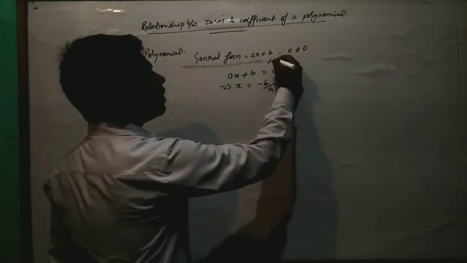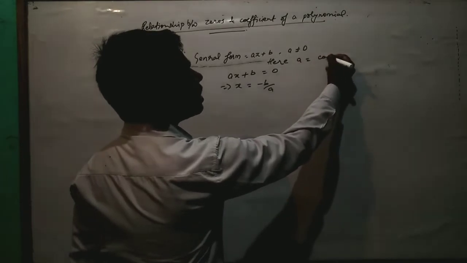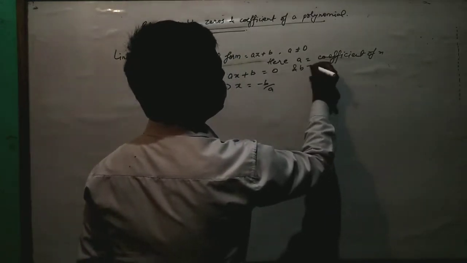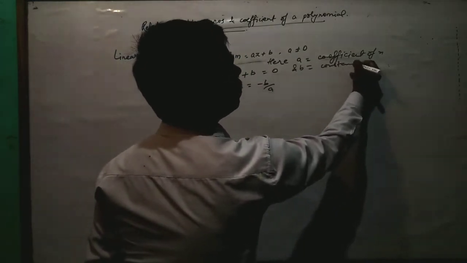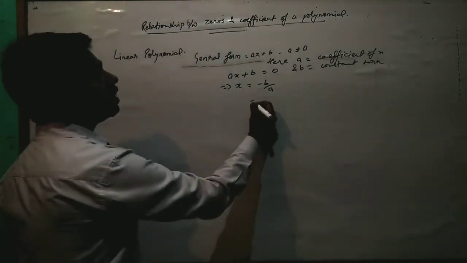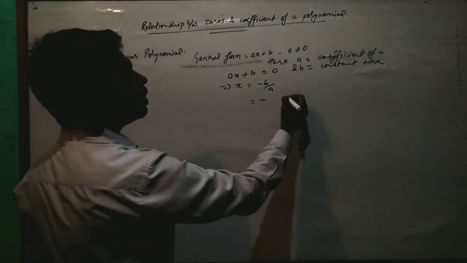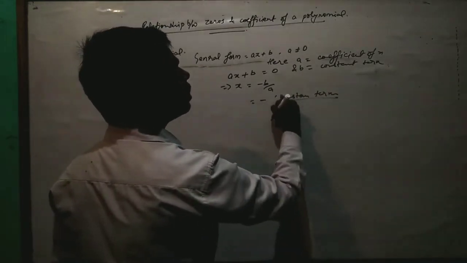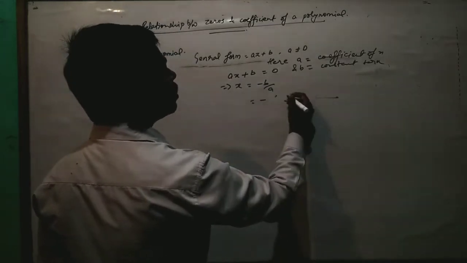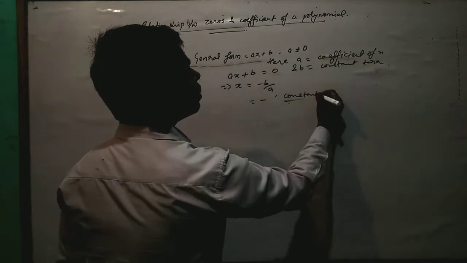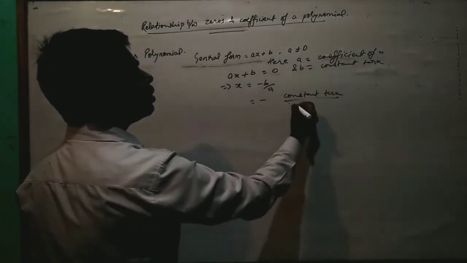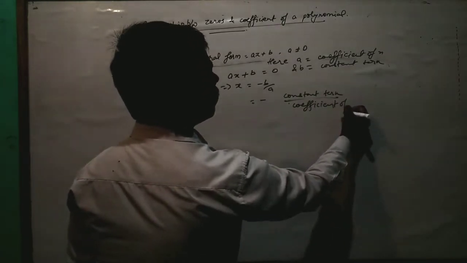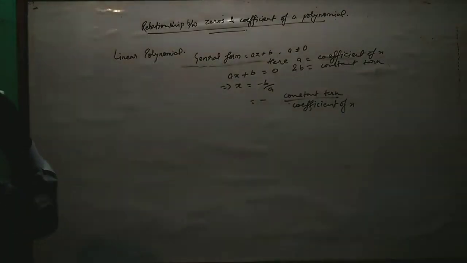here a is what? a is the coefficient of x, and b is the constant term. Then we can say that minus b is equal to what? b is the constant term. So minus constant term by a is equal to the coefficient of x. This is the relation.